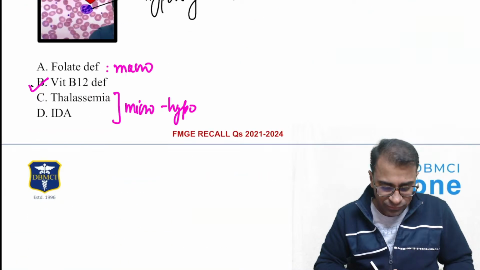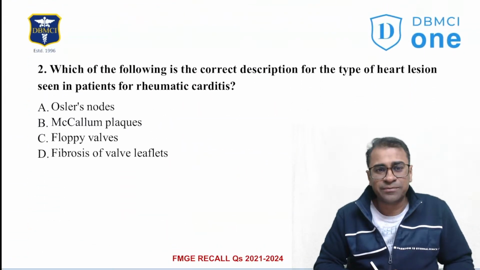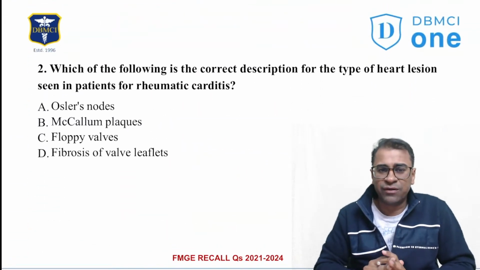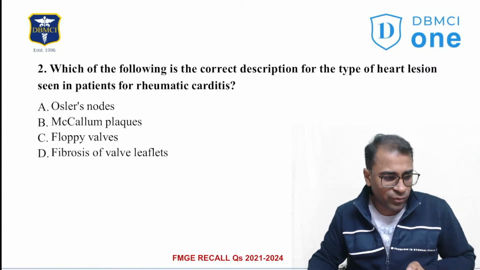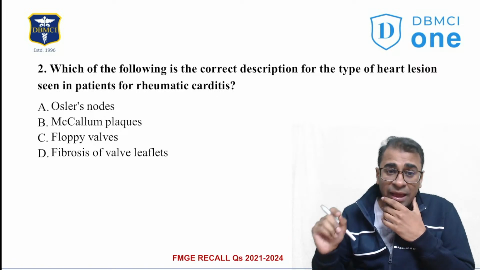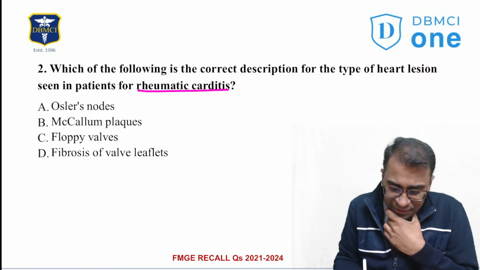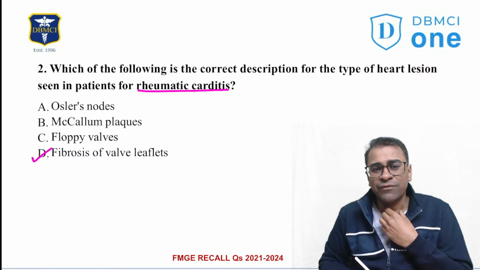Okay, let's go. This question, guys. The following is a correct description of the type of the heart lesion in rheumatic arthritis. Tell me, what is the answer to this question? Yes, typical rheumatic arthritis is showing you fibrosis of the valve leaflets.